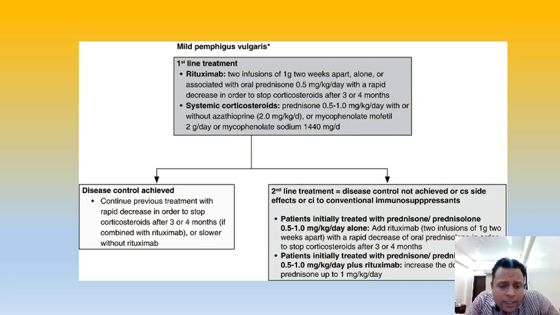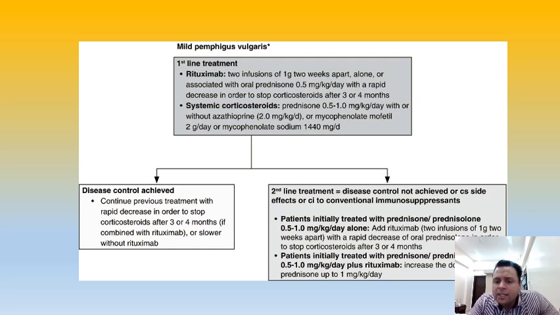If disease control is achieved, continue the previous treatment with rapid decrease in order to stop. Normally, I told you, we plan to stop the steroid therapy in 3 to 4 months. If the patient is treated with steroid plus rituximab, we try to taper off in 3 to 4 months. But if the steroids are given as monotherapy, we don't get the facility of tapering very fast. Then we have to taper slower.